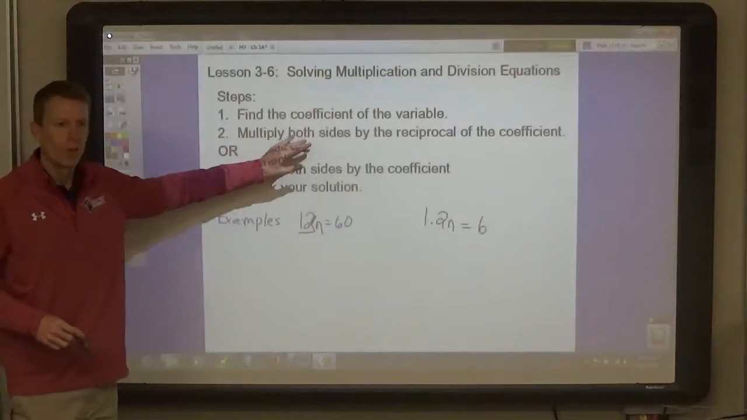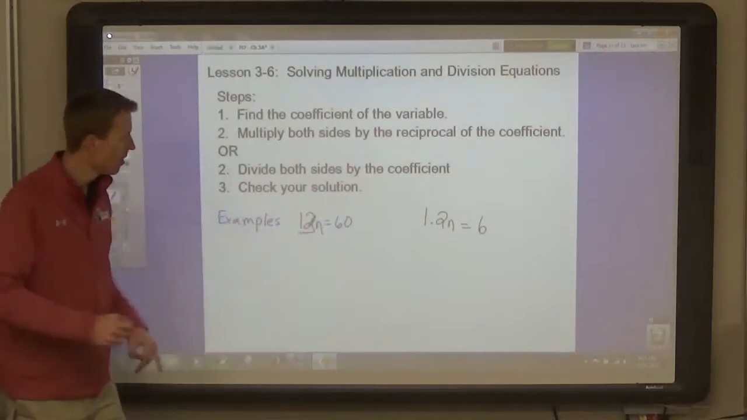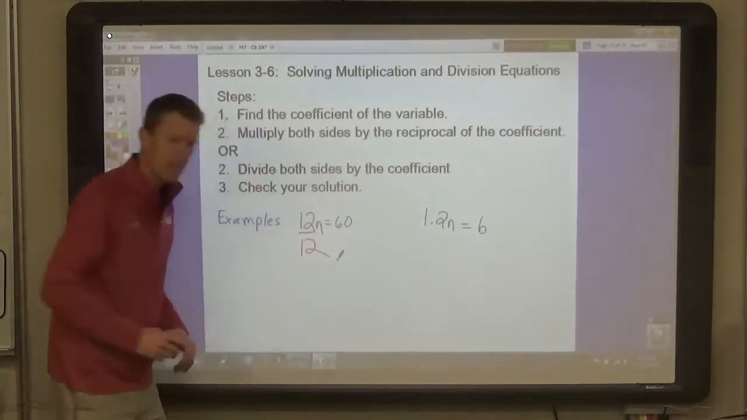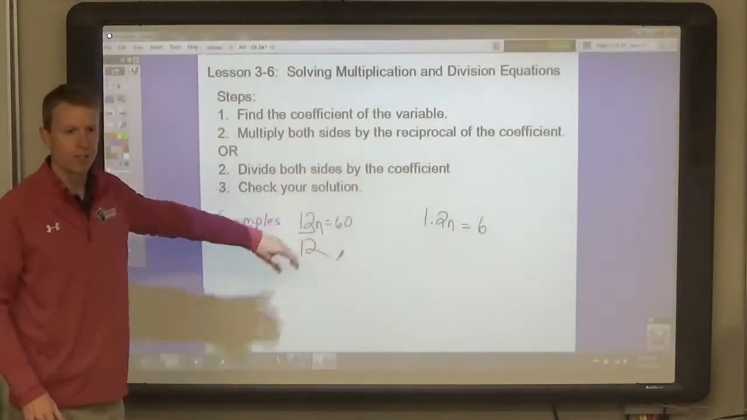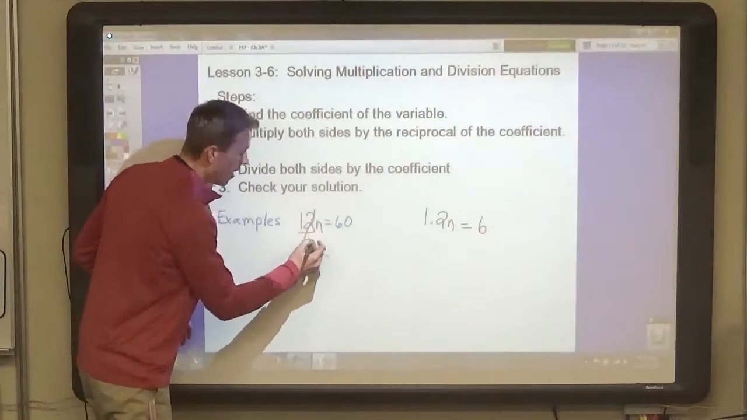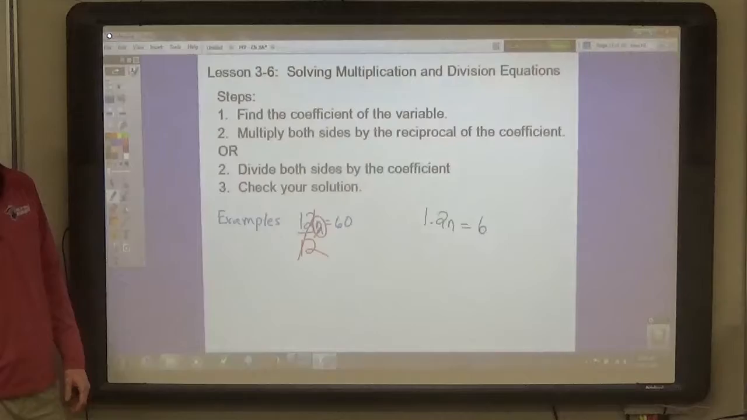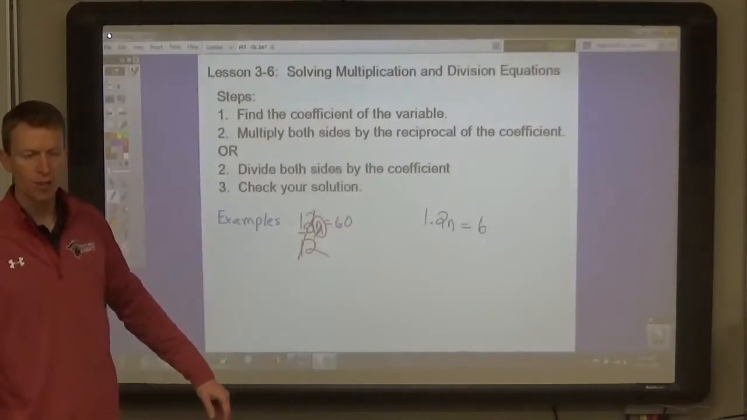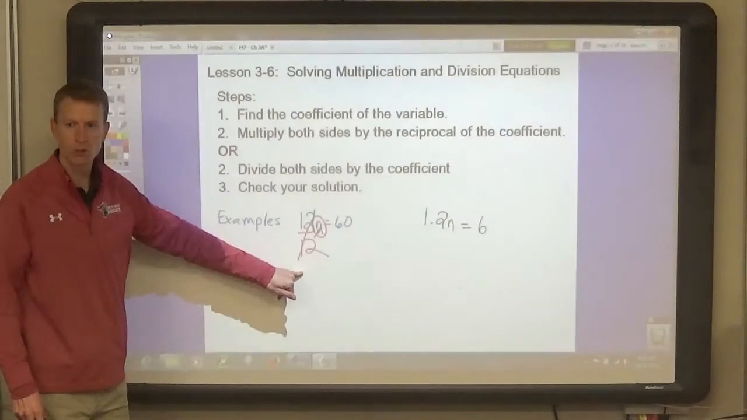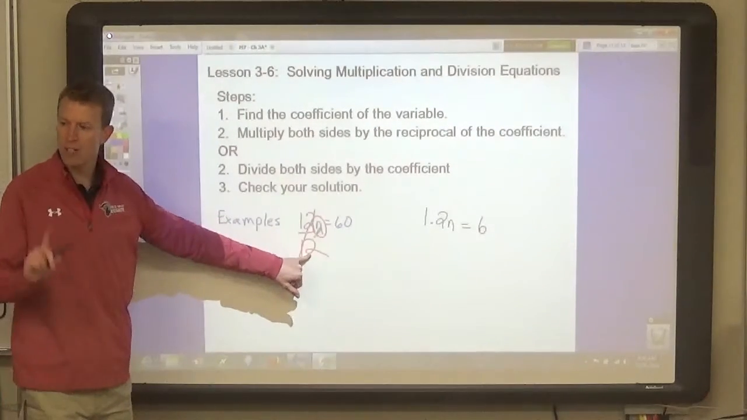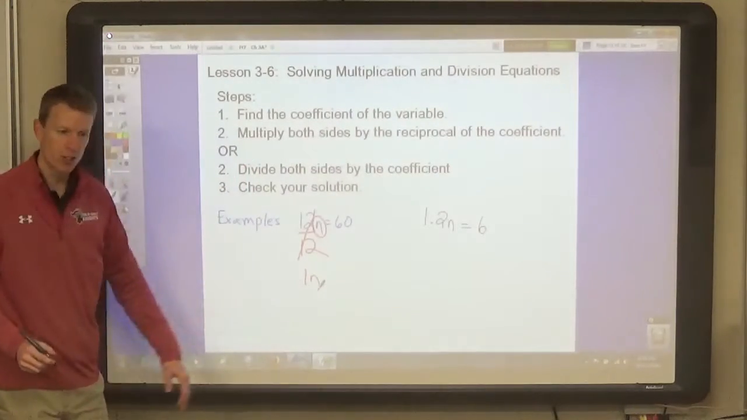So, we're going to find the coefficient, and when it's multiplication, you just divide it by that same number. Okay? 12 divided by 12. Because we want to end up with one of the variable. Do you remember this? Do you remember when we did this before? Yeah. So we cross off 12 divided by 12 because 12 divided by 12 is 1. And then we have what we want. 1n, or just n.